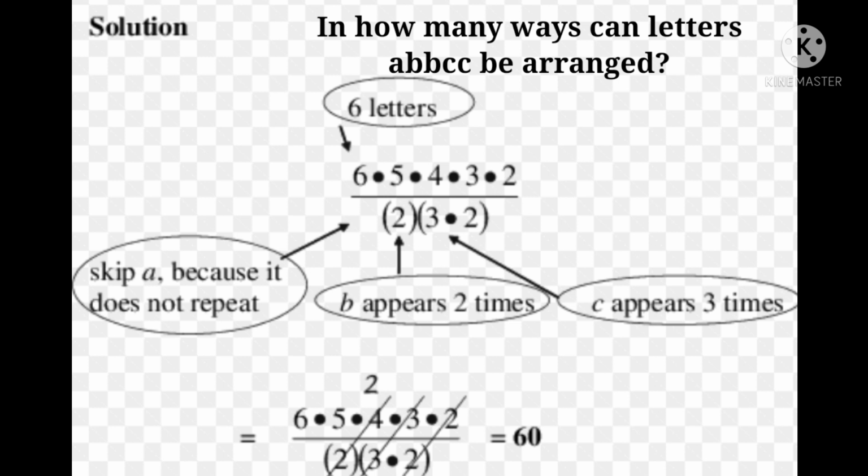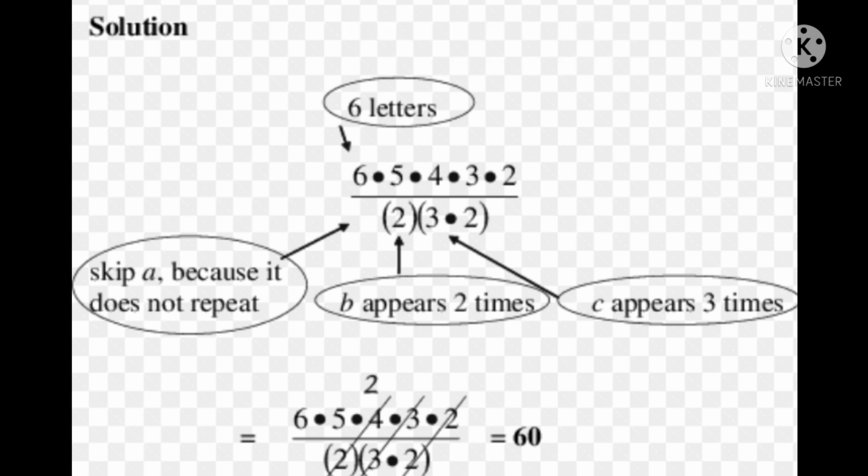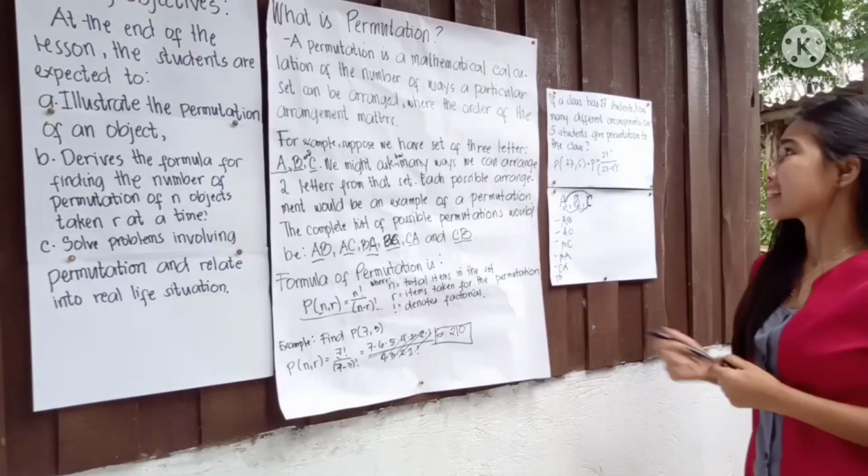And then, the next step is to cancel 4, 3, 2 over 2, 3, 2. So 4 divided by 2 is 2. Then 2 is left. Cancel 3 and 2. So what is left is 6 times 5 times 2, which is equal to 60. So that is the permutation. Okay. I will give you another example.